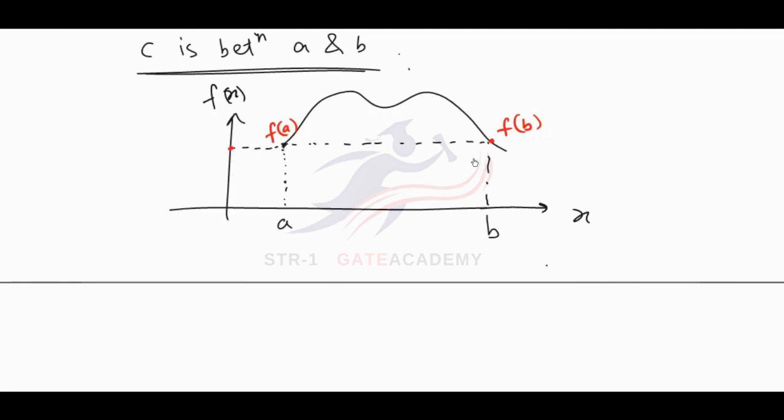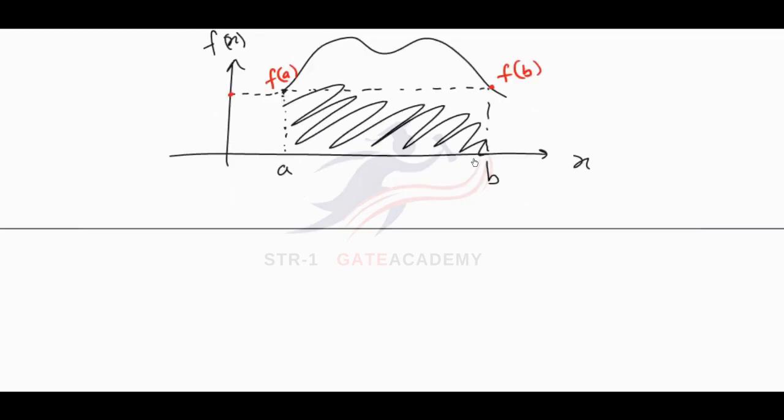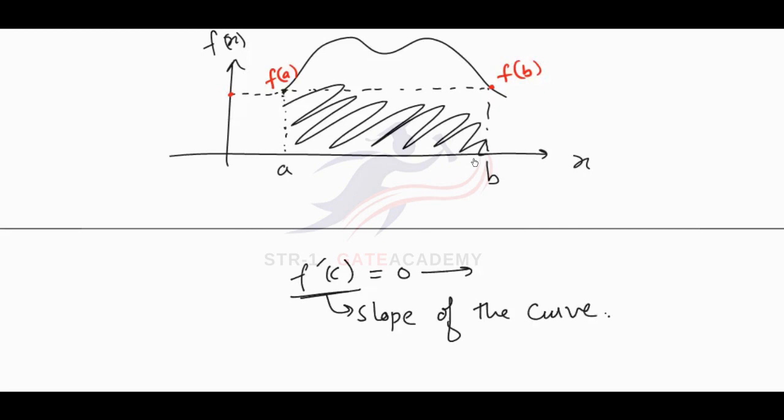So according to Rolle's theorem, if f(x) is a continuous function in this interval, and f(x) is differentiable, that means there is no discontinuity, and f(a) is equal to f(b), then there exists at least one c where f'(c) is 0. Now what do I mean by f'(c) being 0? f'(c) is nothing but the slope of the curve, isn't it? Slope 0 means the curve is changing its direction. That means the tangent, if you draw it, will be parallel to the x-axis. Clear? The tangent has to be parallel to the x-axis.